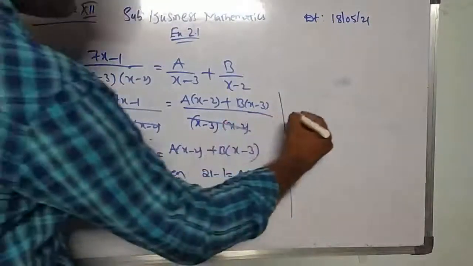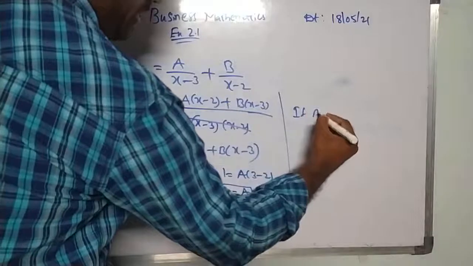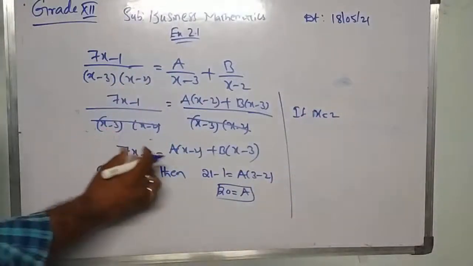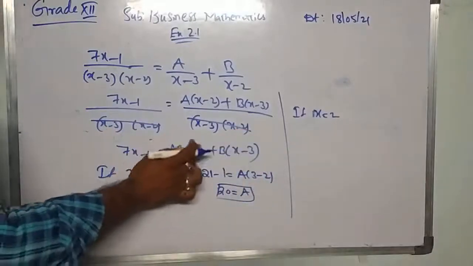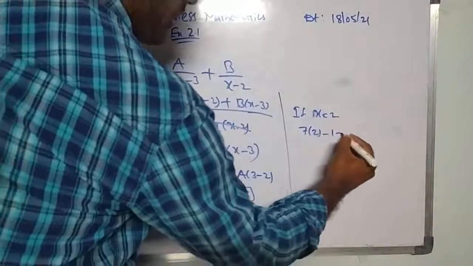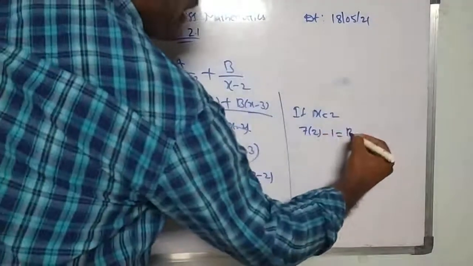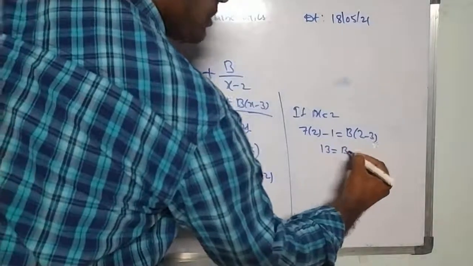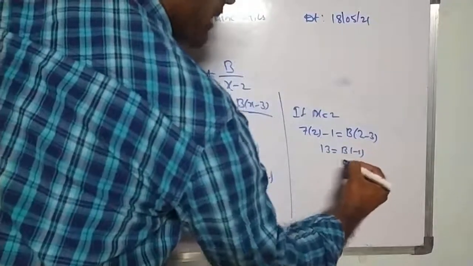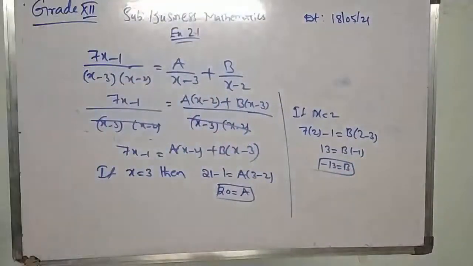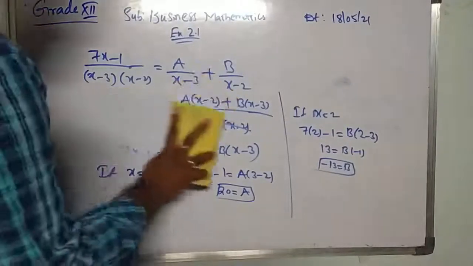Now let me similarly find the B value. What do I have to substitute? If x equals 2, then 2 minus 2 is 0, so the A term will become 0. So what will happen here? 7 into 2 minus 1 equals B into 2 minus 3. That is 14 minus 1, 13, equals B into minus 1. So minus 13 is the B value. What is the B value here? Minus 13. Now we will replace A and B by their values.